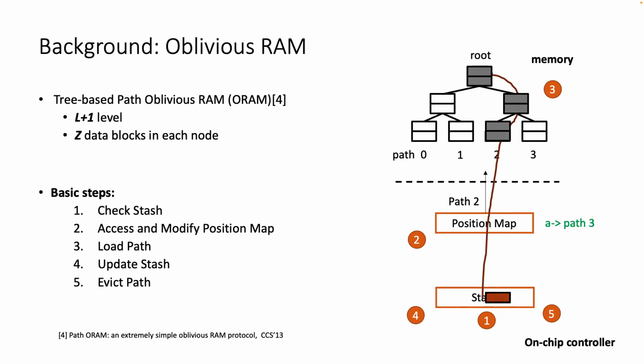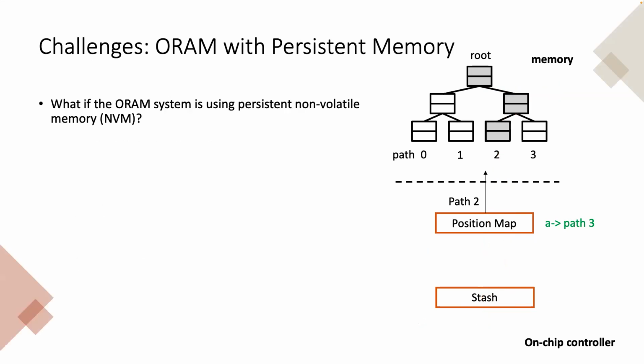Okay. So by accessing more data blocks than the needed one, and also doing frequent remapping and reshuffling in the memory, ORAM is capable of providing a high security guarantee to defend against memory access pattern leakage. There has been a lot of research advancing ORAM's performance on conventional DRAM-based systems. However, when the back-end memory is changed from volatile DRAM to persistent non-volatile memory, there are many questions that remain unanswered if there is a crash.